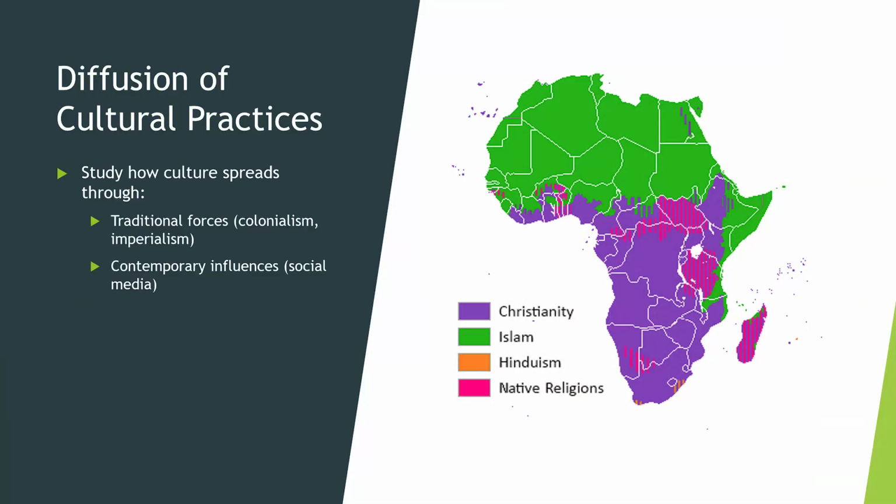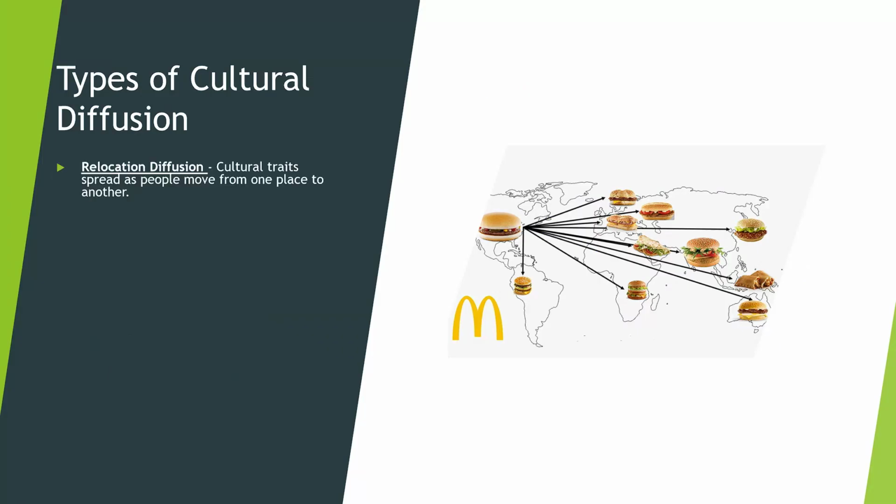Okay. We also talk about diffusion, so we're going to study how it spreads through traditional means, or at least historical means, and contemporary means. So we're going to look at distribution of languages, religious practices, and cultural patterns. This map we looked at at the very beginning of the year comes back up again because now we actually get to talk about how diffusion works.